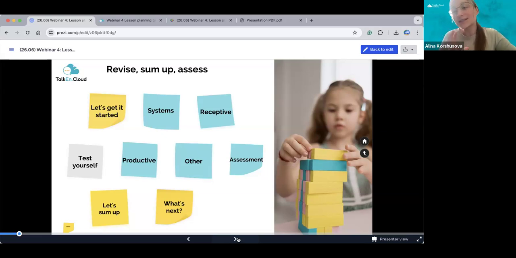And of course, we will look at some other types of lessons and why planning might be different for them. And finally, we will finish with assessment. We will look at assessment as a great tool that can help us in planning lessons. I will tell you how assessment can help you plan your lessons more effectively and more successfully. So let's start.